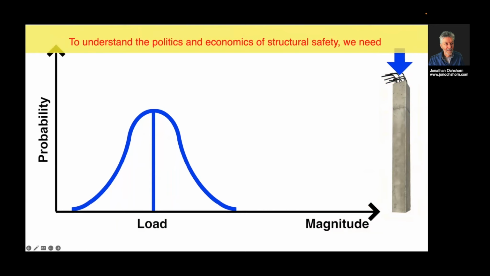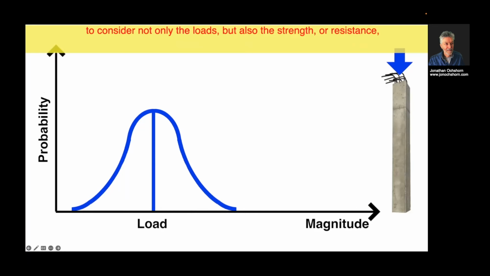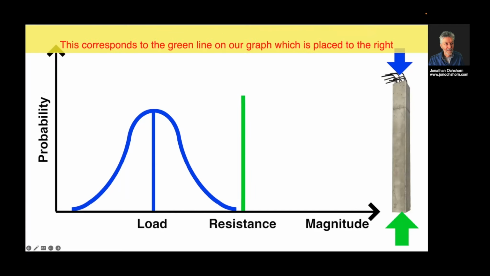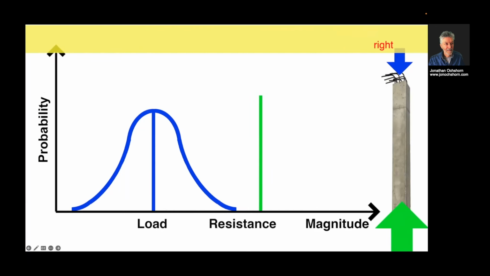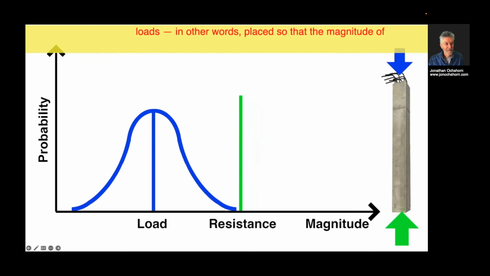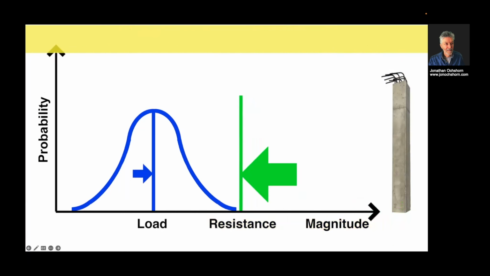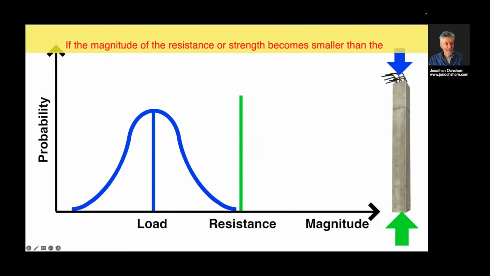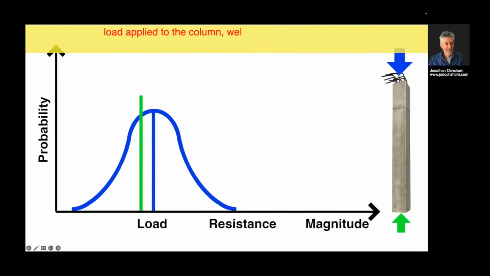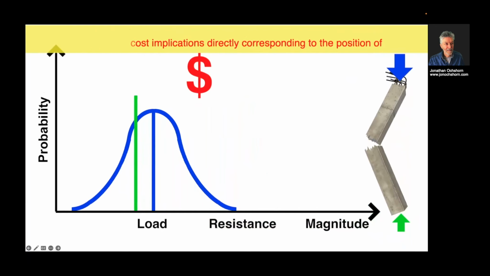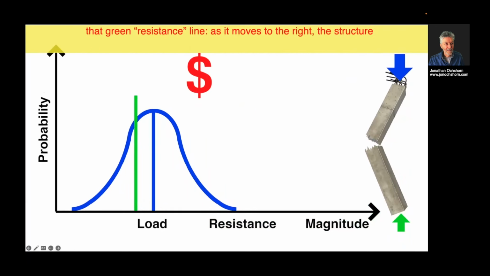To understand the politics and economics of structural safety, we need to consider not only the loads, but also the strength or resistance of the column, shown here as a green arrow resisting the loads. This corresponds to the green line on the graph, which is placed to the right of the expected loads. In other words, it is placed so that the magnitude of the resistance or strength is greater than the magnitude of the load. If the resistance or strength becomes smaller than the load applied to the column, well, then the column fails. There are cost implications directly corresponding to the position of that green resistance line.